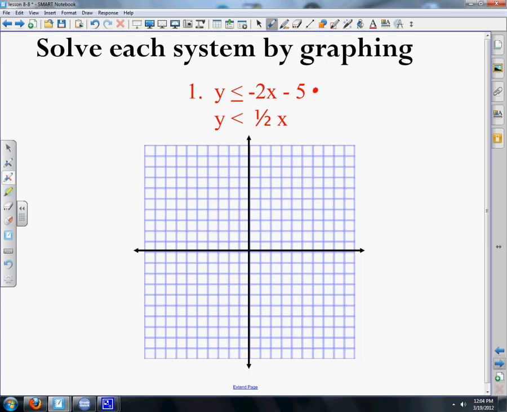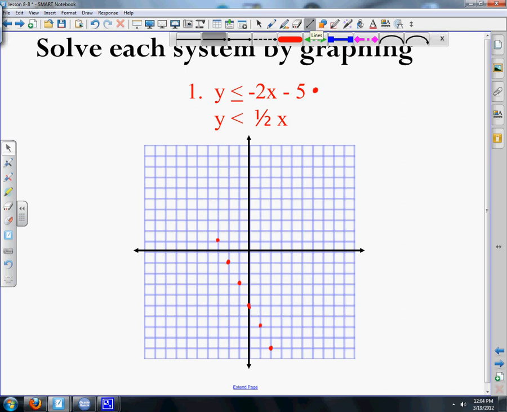Okay, so first we'll graph this equation here. We start first at the y-intercept -5, 1, 2, 3, 4, 5, and then the slope is -2, which means we're going to go down 2 and to the right 1, down 2 to the right 1, or we go up 2 to the left 1, up 2 to the left 1, up 2 to the left 1. And we are going to connect that together with a solid line because it has the equal to sign.